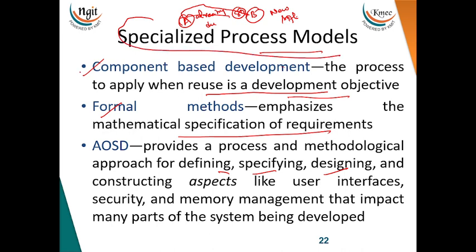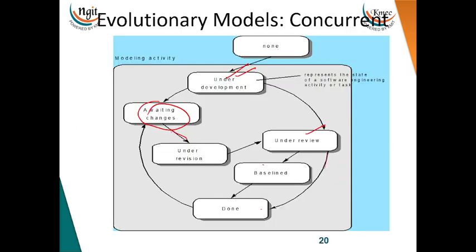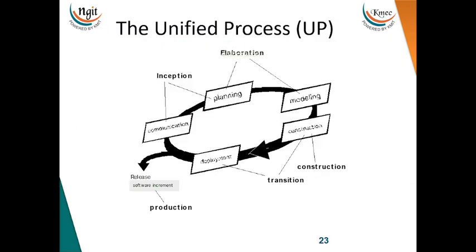One is called component based, where you can reuse. The other one is formal methods, emphasizing mathematical specification and requirements. AOSD provides user interface concerns and everything. So these are different process models. First we discussed the concurrent model, correct? Then the specialized process model.